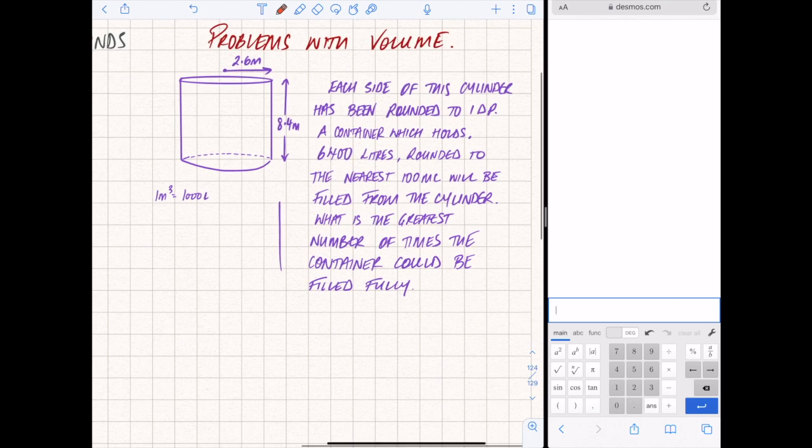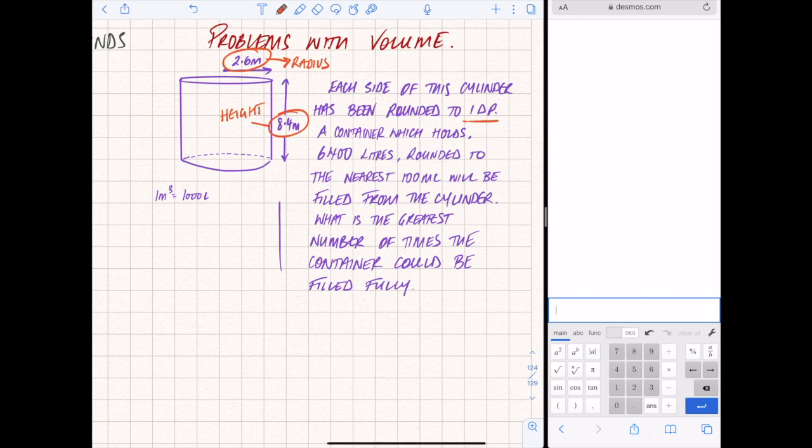So it says each side of the cylinder has been rounded to one decimal place. So if we look here, the 2.6 and the 8.4 have been rounded to one decimal place. So in that instance, the first thing I'm going to need to think about is finding the upper bound of those values. Now this one here is my radius, and this one here is my height. Okay, so we're going to need those to find the volume in a second.